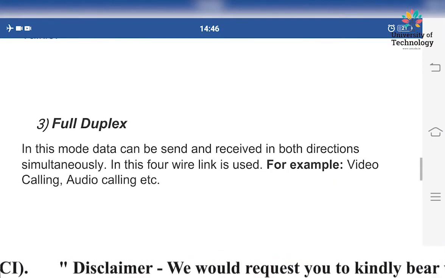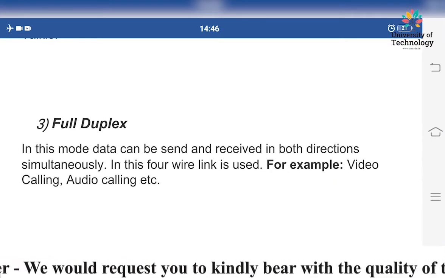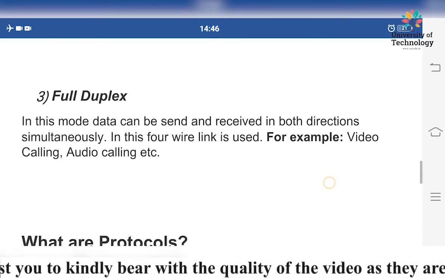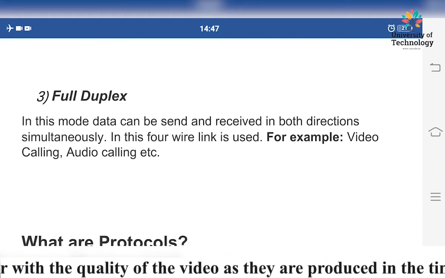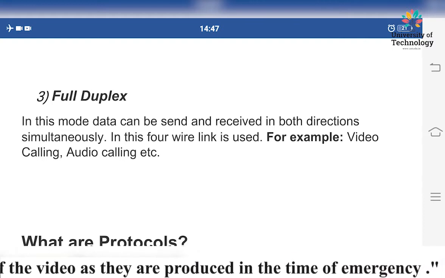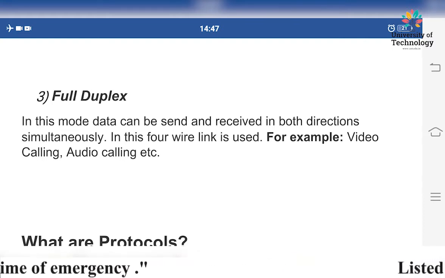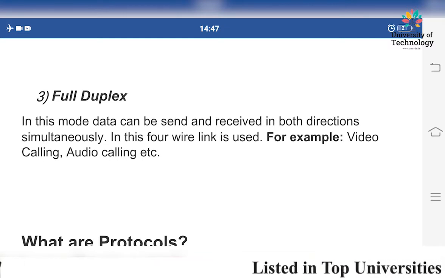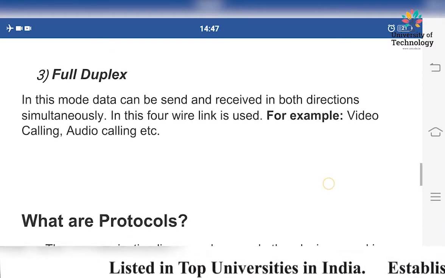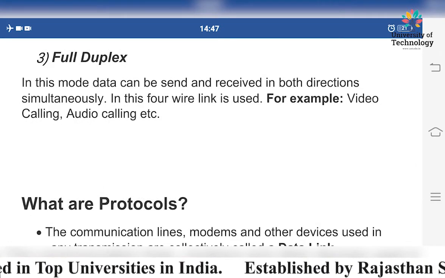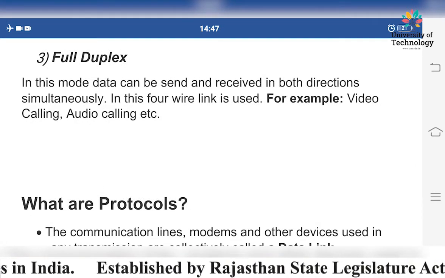Now, after that we discussed full duplex. And what is the example of full duplex? The data can be sent in both directions simultaneously. We can send and receive data at the same time. And the examples we saw were video calling and audio calling, right? So that was something that we discussed yesterday in detail.